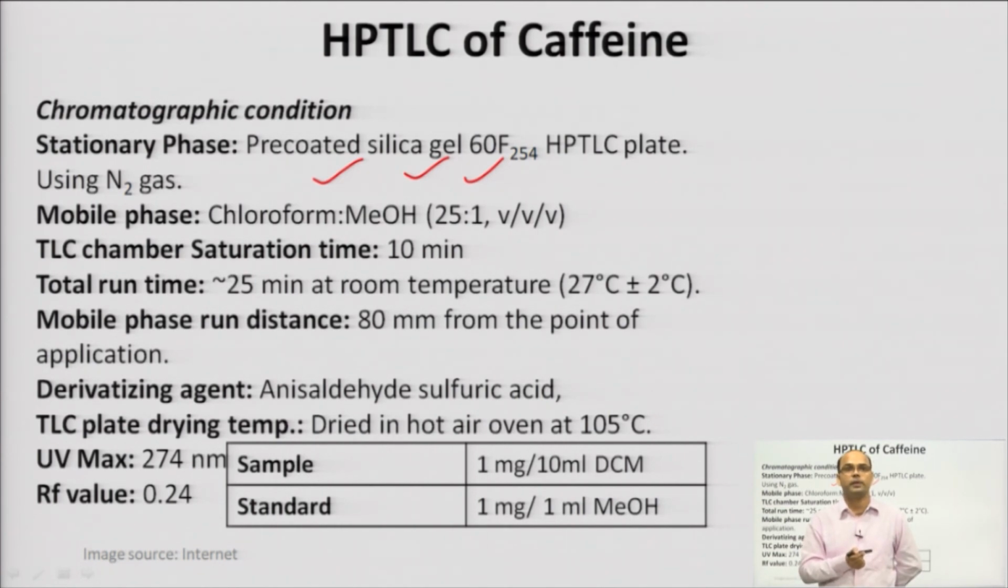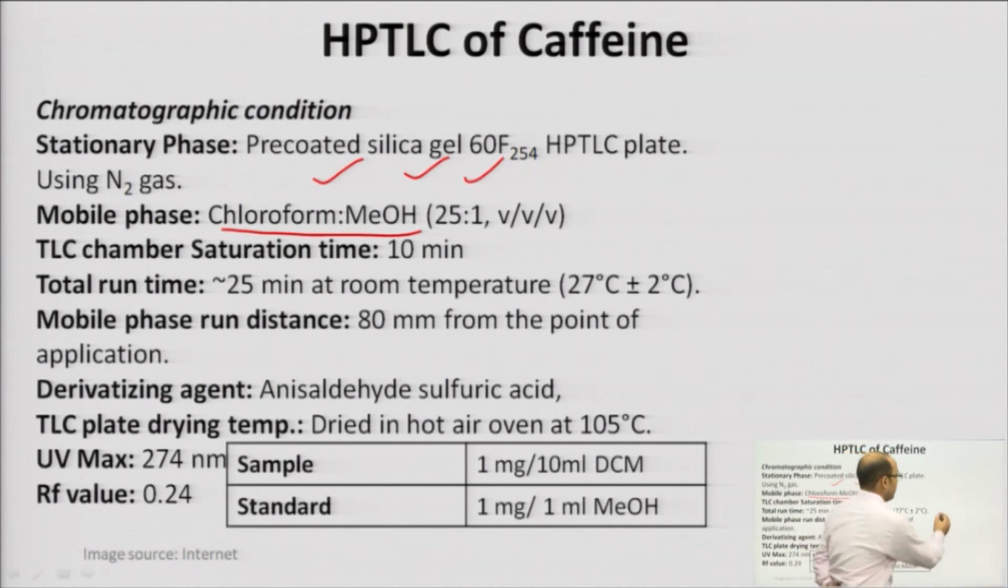The mobile phase for HPTLC analysis, we have used chloroform and methanol in the ratio of 25:1, and it is important here that caffeine is soluble in both chloroform and methanol, and more solubility is in chloroform. So, that is why we have used the mobile phases chloroform and methanol. The TLC chamber was saturated for about 10 minutes. The total run time for the analysis is about 25 minutes at room temperature 27 plus minus 2 degrees Celsius. Mobile phase run distance is about 8 centimeter from the site of application.